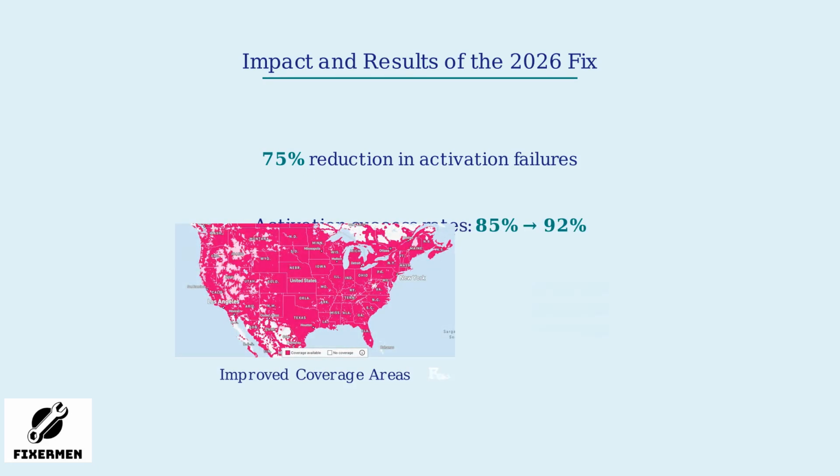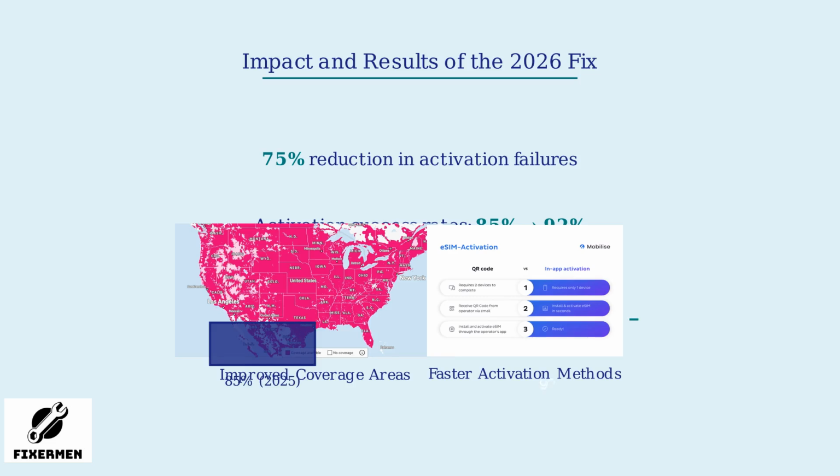Since the rollout of the eSIM Activation Failed Fix 2026, T-Mobile has seen significant improvements in eSIM activation success rates. Internal metrics from February 2026 showed a 75% reduction in activation failures. Overall, activation success rates climbed from 85% in late 2025 to approximately 92% as of March 2026. This improvement has expanded coverage areas and made activation processes faster and more reliable.